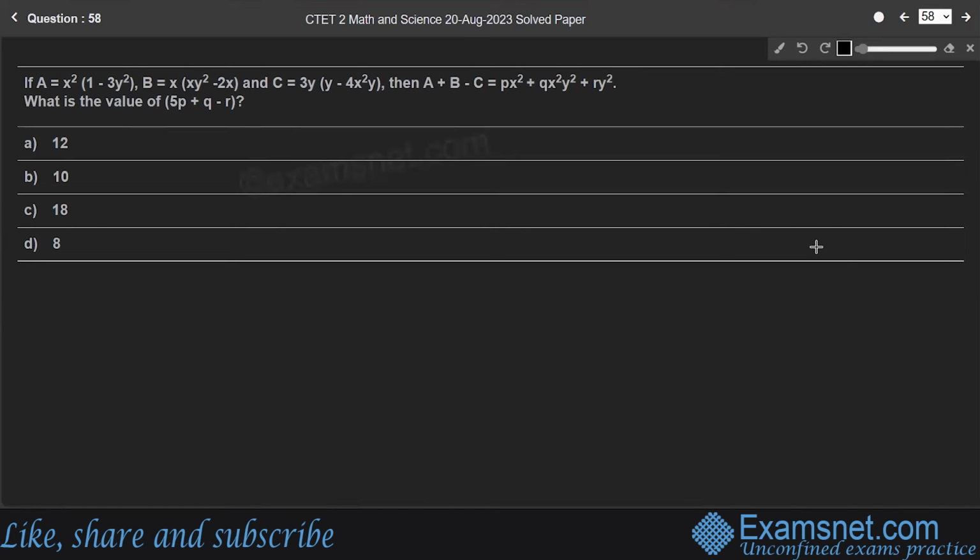Question 58. If a is equal to x square into 1 minus 3y square, b is x into xy square minus 2x, and c is equal to 3y into y minus 4x square y, then a plus b minus c is px square plus qx square y square plus ry square. What is the value of 5p plus q minus r? So to find this, we need the value of p, q and r. What is the value of p? What's the value of q and r? Then only we can find 5p plus q minus r, right?